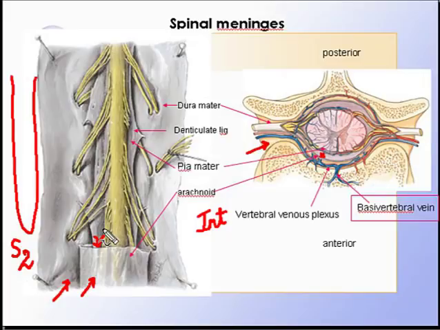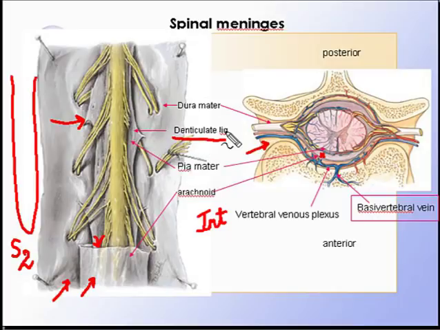The pia mater, which is the innermost layer, lies inner to the arachnoid mater. It follows the fissures of the spinal cord very closely. You cannot separate it, just like in the brain. But the difference is that this pia mater actually has several tooth-like projections. So you can see these tooth-like projections. These are known as denticulate ligaments.